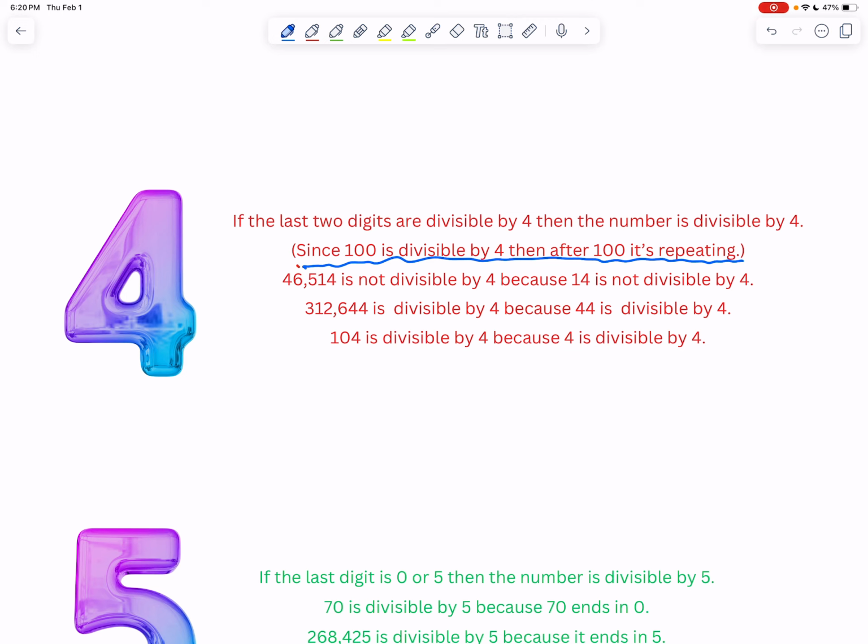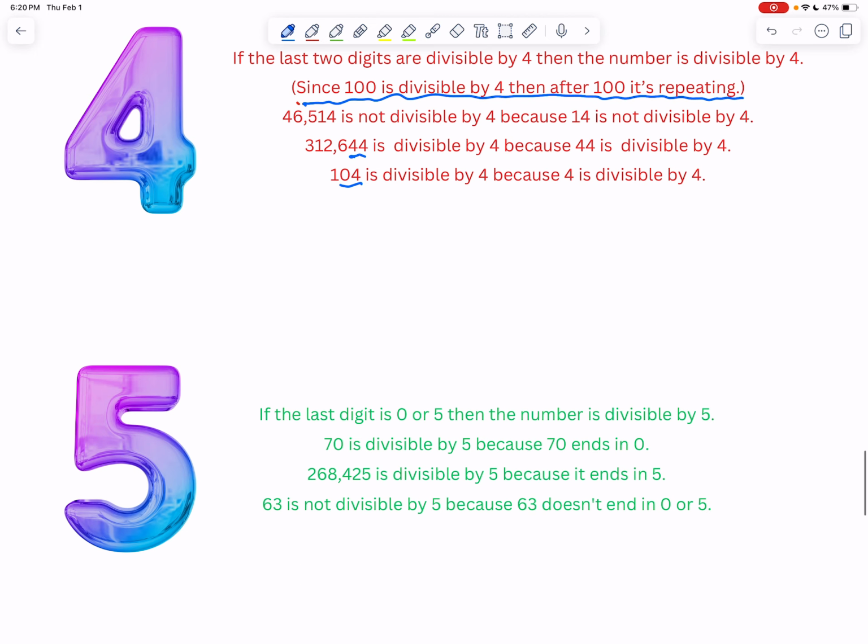So the number 46,514 is not divisible by 4 because 14 is not divisible by 4. 312,644 is divisible by 4 because 44 is divisible by 4. And 104 is divisible by 4 because 4 is divisible by 4. So all we need is the last 2 digits to see if it's divisible by 4.